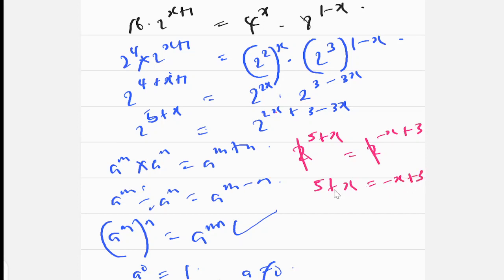Then you collect the like terms. This will be x plus x equal to 3 minus 5. That's 2x equal to minus 2. x will now be minus 2 divided by minus 2, which is equal to minus 1.